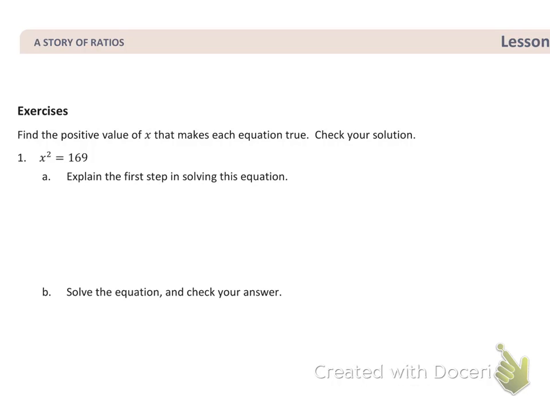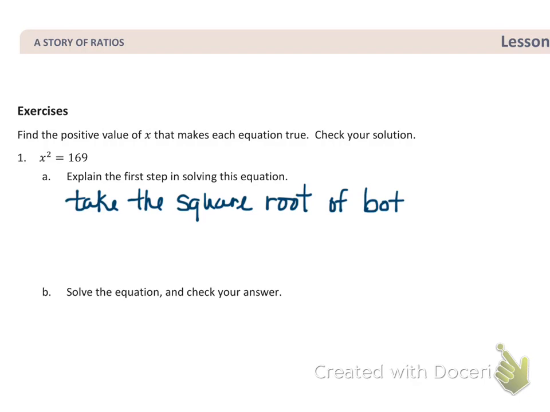Explain the first step in solving this equation. The first step, we want to get x by itself. So in order to do that, we need to take the square root of both sides, because x is squared. So the undoing of that is to take the square root. Okay, remember we used addition to undo subtraction and subtraction to undo addition and so on. Take the square root of both sides. Okay, that's using that property of equality.